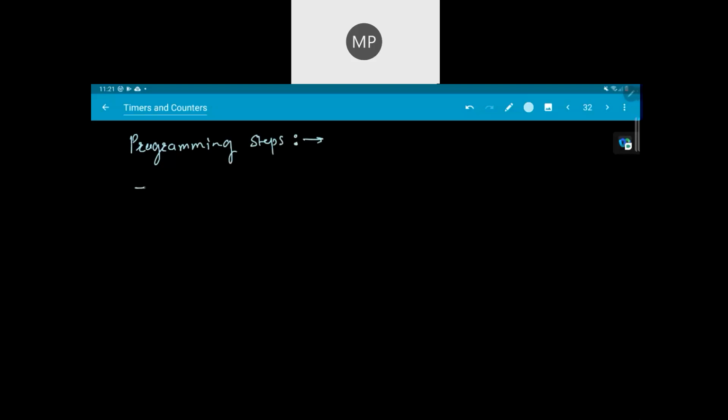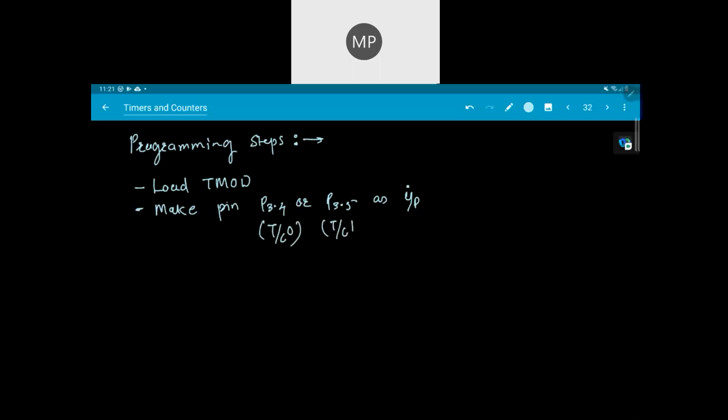Programming steps would be to load TMOD. Second step will be to make pin 3.4 or pin 3.5 as input. Okay, this is for timer/counter 0 and this is for timer/counter 1, right? So keep this in mind.